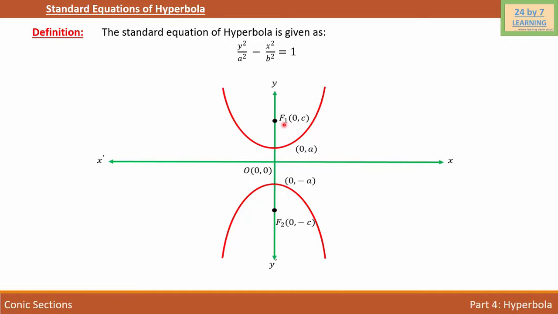The coordinates of the foci are basically F1 (0, c) and F2 (0, negative c). The vertices of the hyperbola are this point, and the coordinates are (0, a) and (0, negative a) respectively. The center of the hyperbola is basically this point, which is O (0, 0). And this is how we define the standard equation of hyperbola.